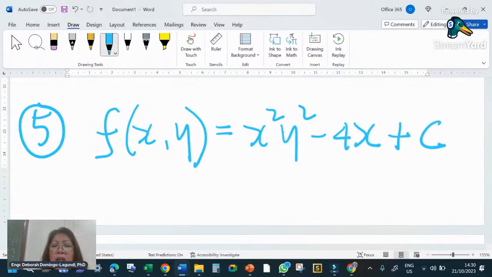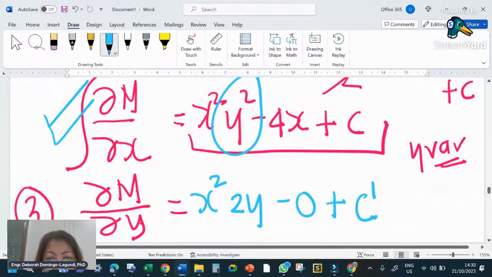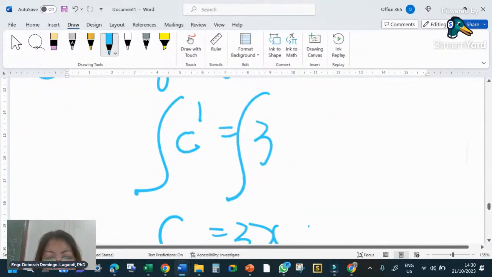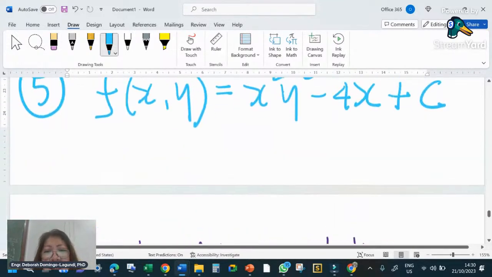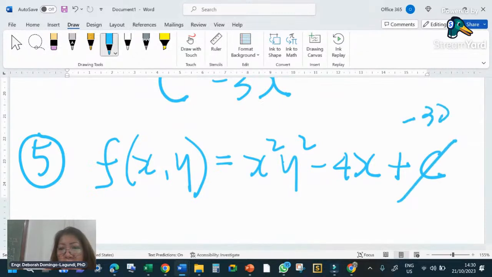I hope you are still with me. I am scrolling up and down. x squared y squared minus 4x plus c. We know what c is from the fourth step, and c is 3x. We just have to substitute it here. So we have c is 3x.